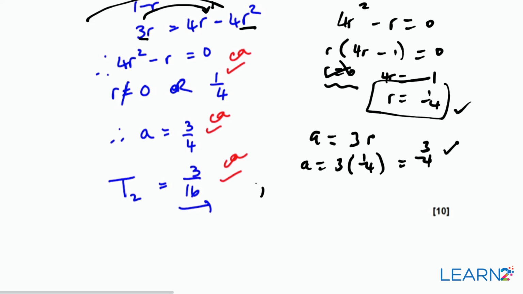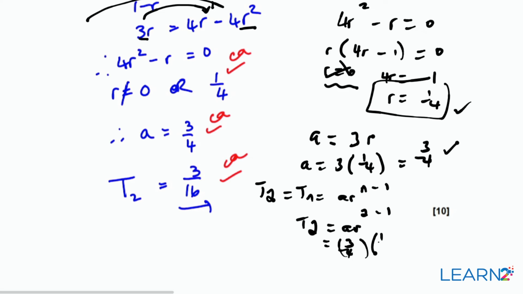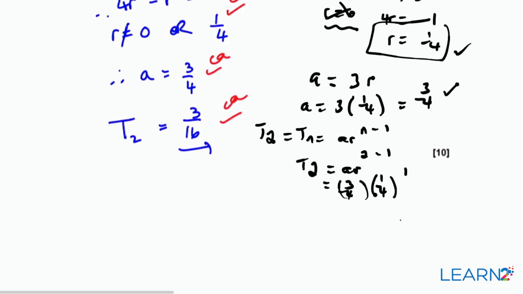How do we work out term 2? Remember, it's a geometric sequence, so Tn is ar to the n minus 1. If we're looking for T2, it would be ar to the power of n, this time 2, minus 1. What's the a in this question? It's 3/4, multiplied by what's the r? 1/4, to the power of 2 minus 1, which is 1. So we've just got 3/4 times 1/4. What is that? 3 times 1 is 3. 4 times 4 is 16. So your term 2 is 3 over 16.